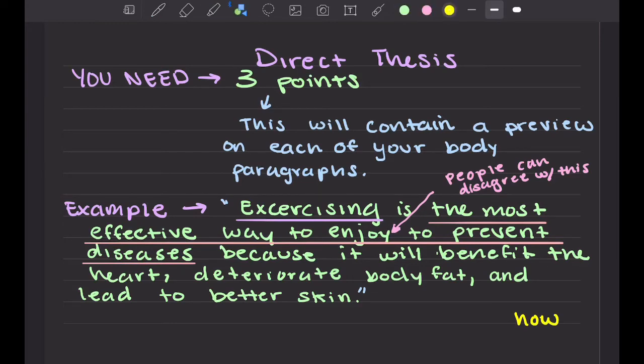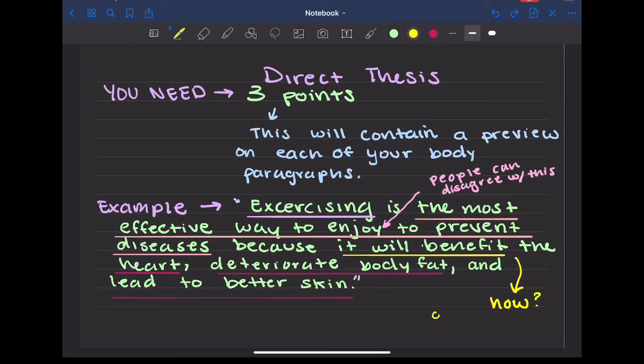Also, remember that thesis statements should be arguable. They shouldn't be straight facts. The way that this person phrased that exercising is the most effective way to prevent diseases has made it arguable because some people may disagree with this.